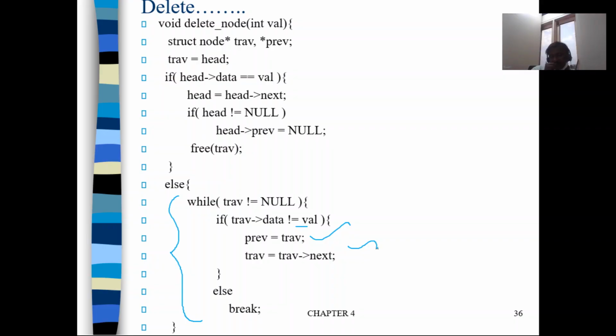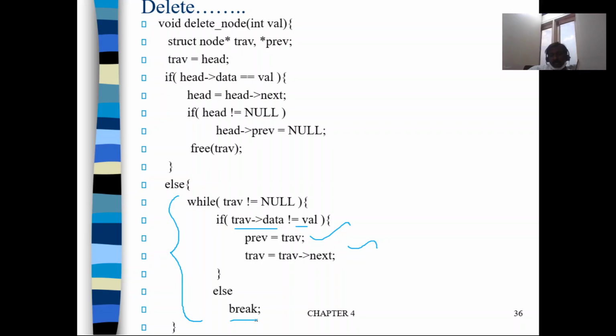That is, previous will always point to the previous node and traverse will point to the current node. Like that we update the pointers. How long do we update? Until we find the node which is to be deleted, that is, the node whose data part is equal to val. The moment you find the data part whose value is equal to val, the control will come out.